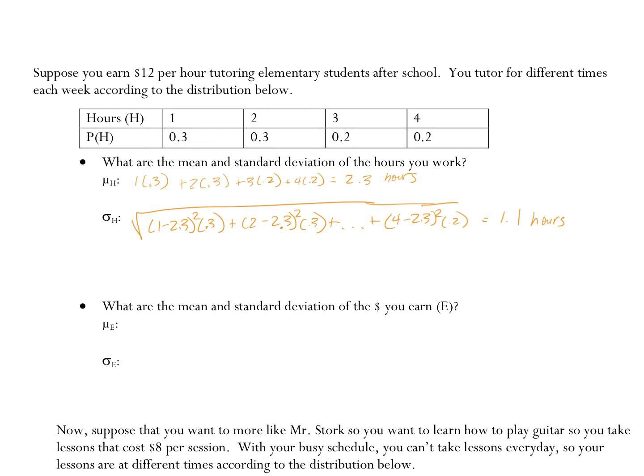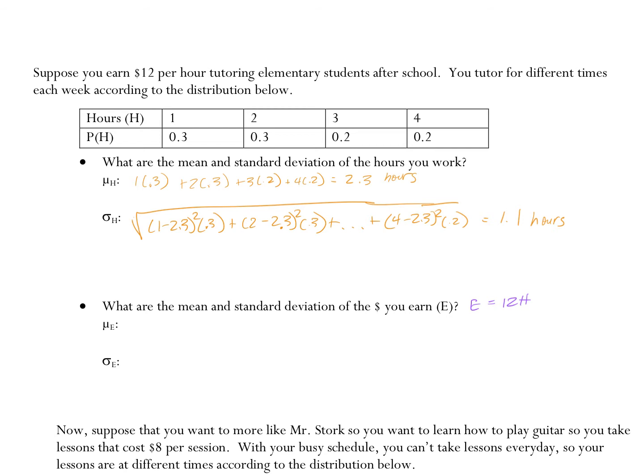All right. Now, if you make $12 an hour, are you with me that we could calculate our earnings by doing 12 times our number of hours? That's what $12 an hour means, yeah? And if I multiply the whole distribution by 12, do I have to redo the mean and the standard deviation the long way, or can we just use those rules of transformations?